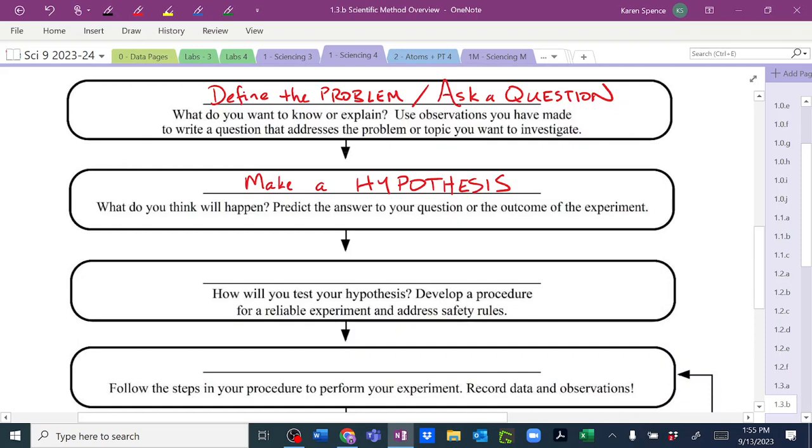How will you test your hypothesis? Develop a procedure for a reliable experiment and address the safety issues. Yes, you're going to design an experiment. Absolutely. Design an experiment.